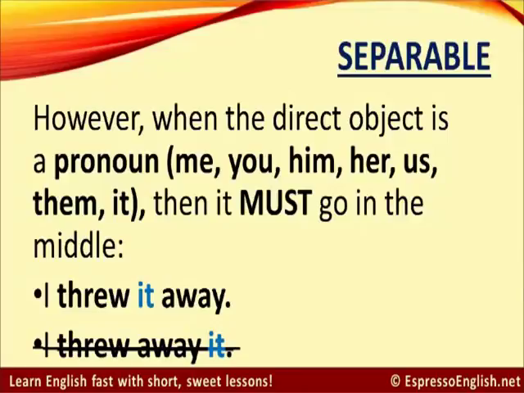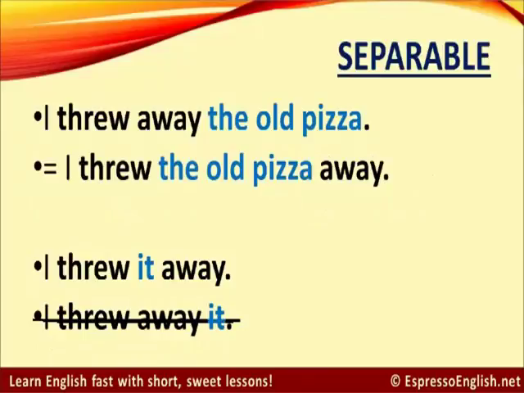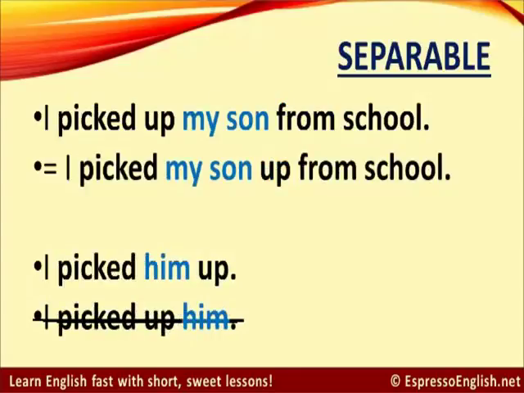That's incorrect. Again, when we specifically say the object, we can put the object at the end of the phrasal verb or in the middle. I threw away the old pizza, or I threw the old pizza away. But when we use a pronoun, it, then the pronoun must go in the middle. I threw it away. Here's an example with a person. You can say, I picked up my son from school, or I picked my son up from school. Both are correct. But when we use a pronoun, him, then we must say, I picked him up. Don't say, I picked up him. It's not correct.